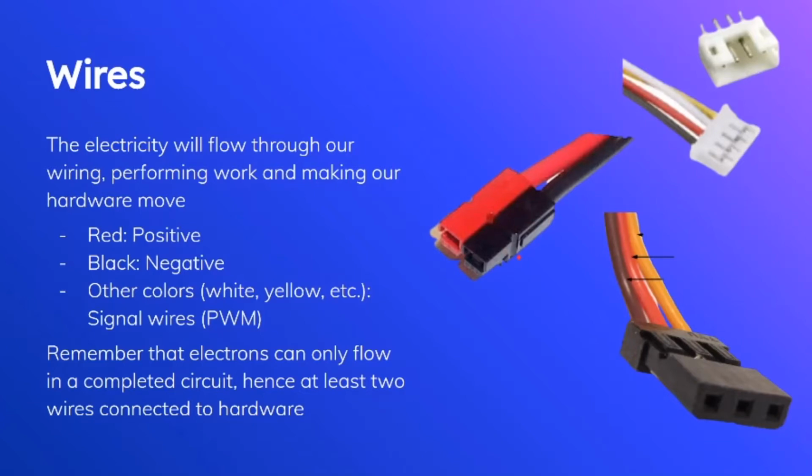So if you're ever wondering why wires come in bundles of 2, that's because there needs to be a way for electrons to flow in and then out to complete a circuit. And then we have other colors like white, yellow, green, whatever. They're just signal wires. So you'll see in encoders, they have extra wires, and that's for pulse width modulation kind of stuff. And then, that's pretty much it for that slide.